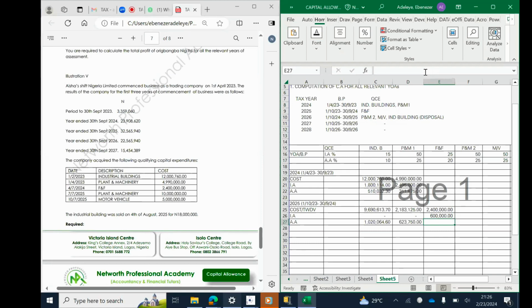When was it acquired? Someone should talk to me, please. It was acquired on the 4th of July 2024. So we can assume that is the beginning of July, right? So from July 2024 to September 2024, how many months is that?